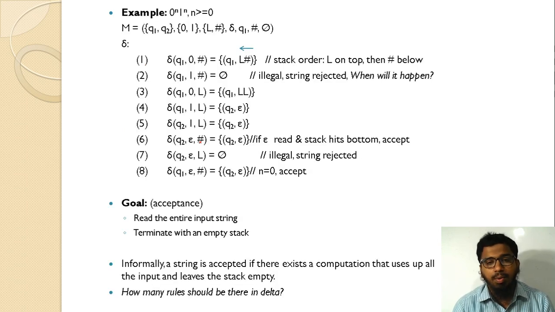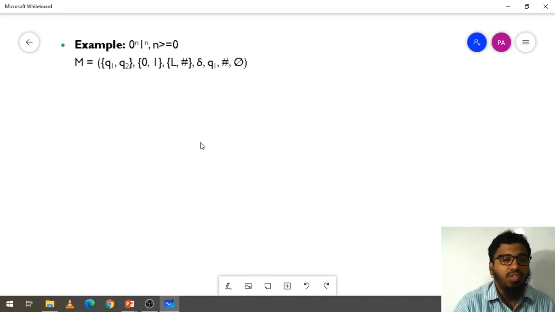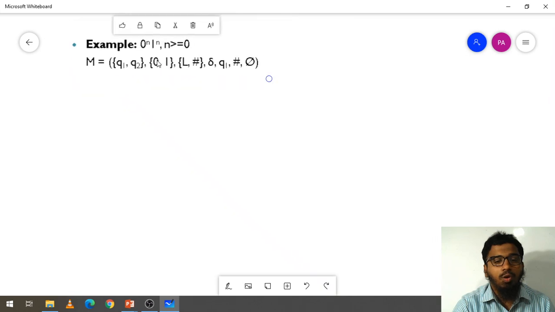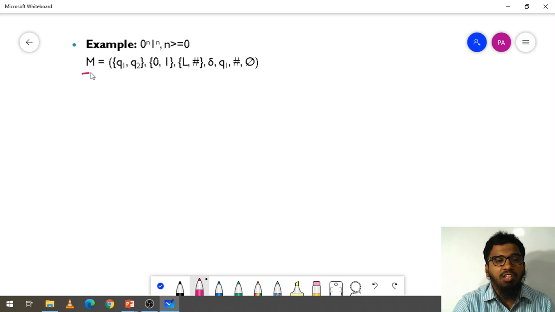Now we will take one example. Okay. We will take one example to solve: 0 power n, 1 power n, n greater than or equal to 0. Fine. So here it is already given. What are these Q and sigma? This one is a finite set of states, and here a finite number of symbols. And what is this? This is tau, this is delta, and this is the initial state. And here this is a stack. We will consider this, like you can consider T0 or Z0. I am considering Z0, and this is the final state.